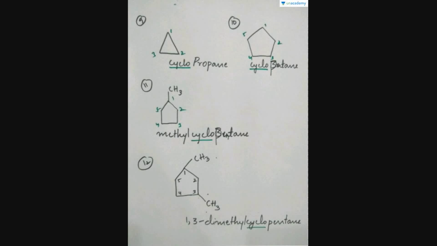So if you have cycloalkanes, we mention the prefix as cyclo, so it is cyclopropane, 3 carbons, so it is propane. Here we have a cycloalkane which consists of 5 carbons, so it is cyclopentane. And here we have a substituent, so we mention it as 1 methyl cyclopentane. And here we have 2 methyl groups, so we have to mention the positions, that is 1,3 dimethyl cyclopentane. It has 5 carbon atoms, so pentane.